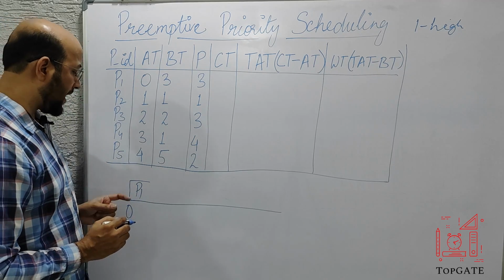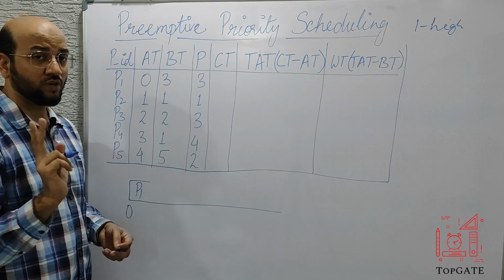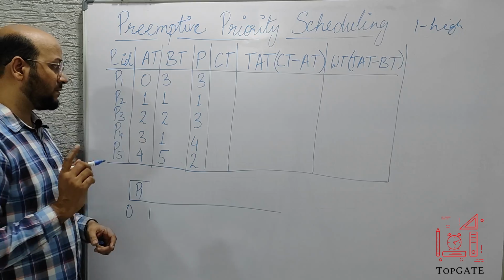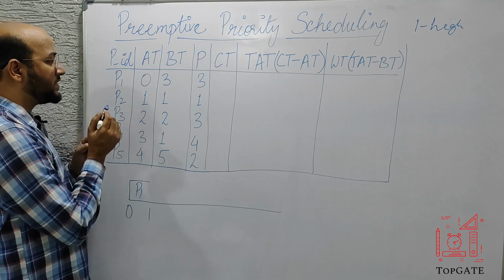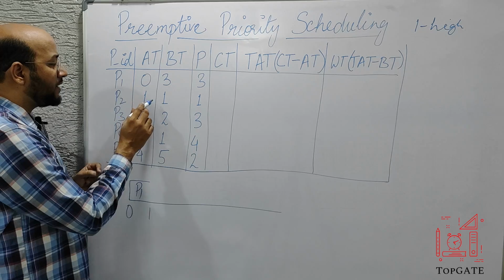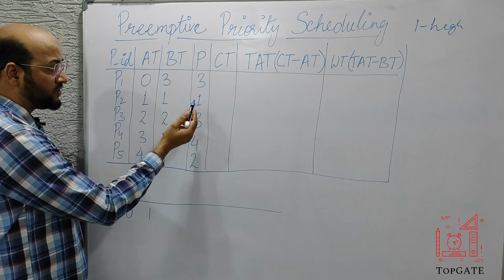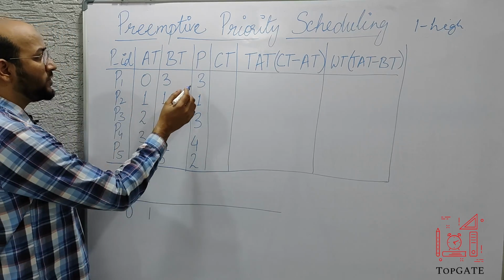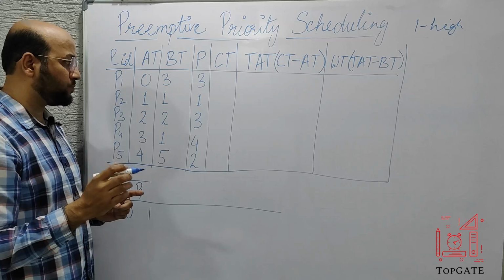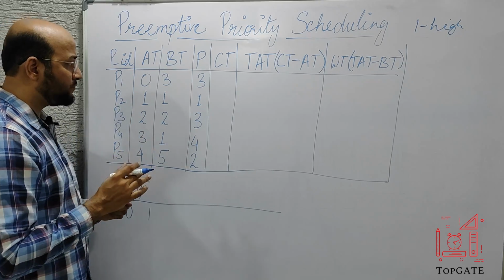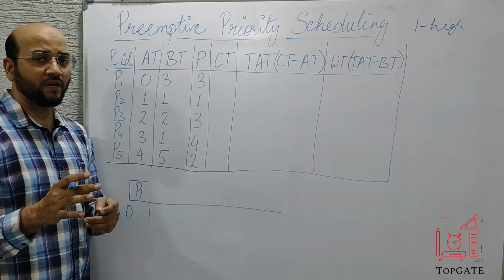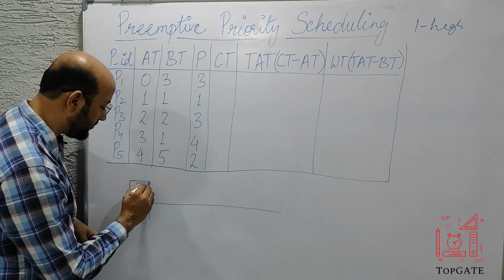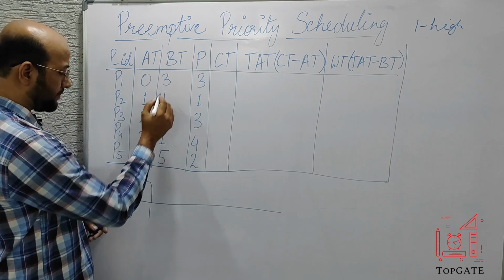So P1 will start, and it will run for 3 units. Fine. It will start, and as soon as we reach time 1, we can see that P2 has arrived. Now P2's priority is 1, which is higher than P1's. So at this point, P1 has to stop. Why? Because P1's priority is 3 and P2's priority is 1, so P2's priority is higher than P1's. Therefore, irrespective of the remaining time of P1, irrespective of the arrival time of P1, P1 has to stop here and P2 will continue. So P1 will stop at 1, and it has completed its 1 unit.